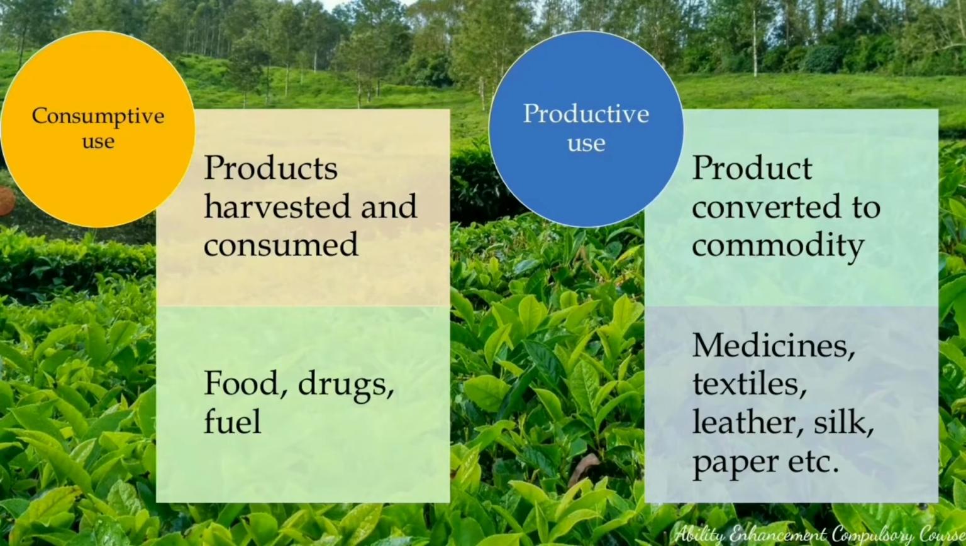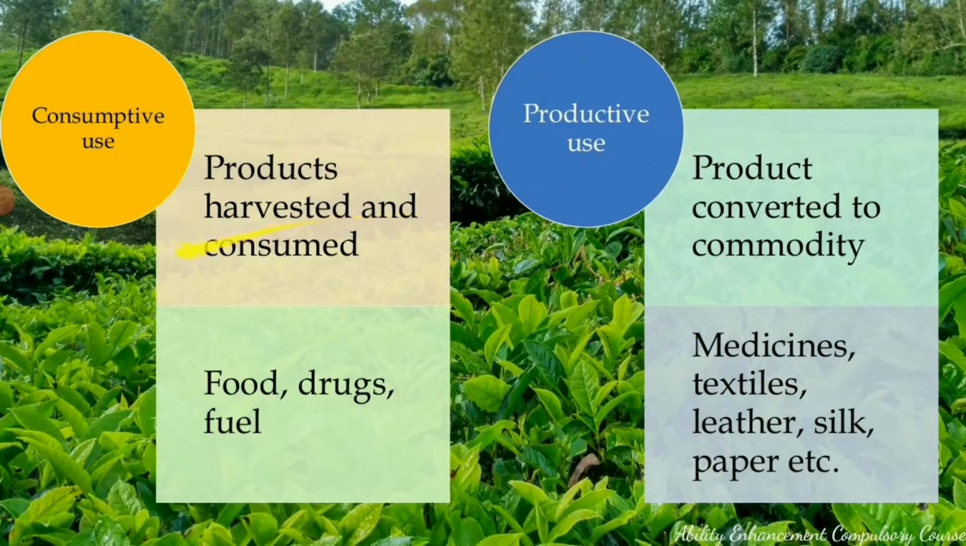The second one is productive use. This is also associated with monetary benefit. However, the difference here is that we do not directly use it. We are obtaining the substance from biodiversity, converting it into a product or a commodity, and that commodity is what is being consumed. The commodity is being marketed, sold and consumed. That is what we call the productive use.